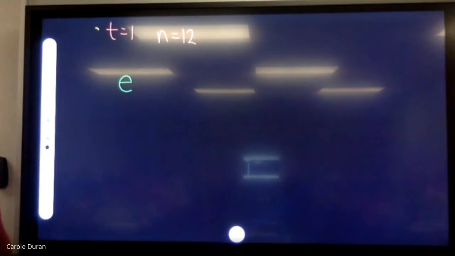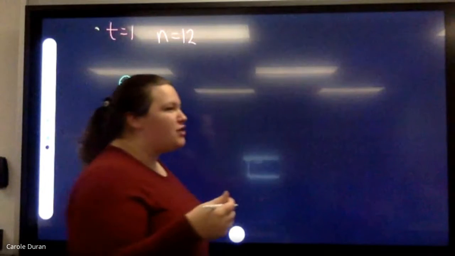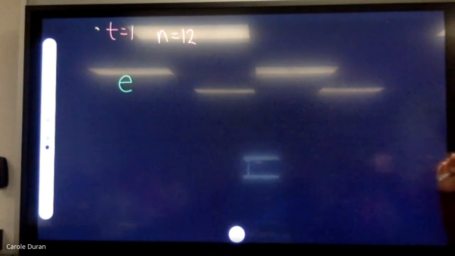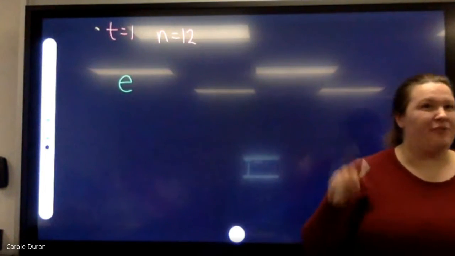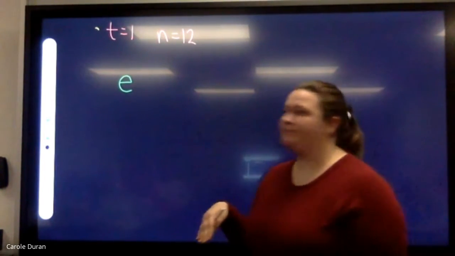I know we talked about it a little bit yesterday. e is an irrational number, just like pi. So we use the letter e to stand for that irrational number, because I can't just keep plugging it in every single time. The cool thing is you actually have an e button on your calculator that does the math for you, just like you have a pi button.